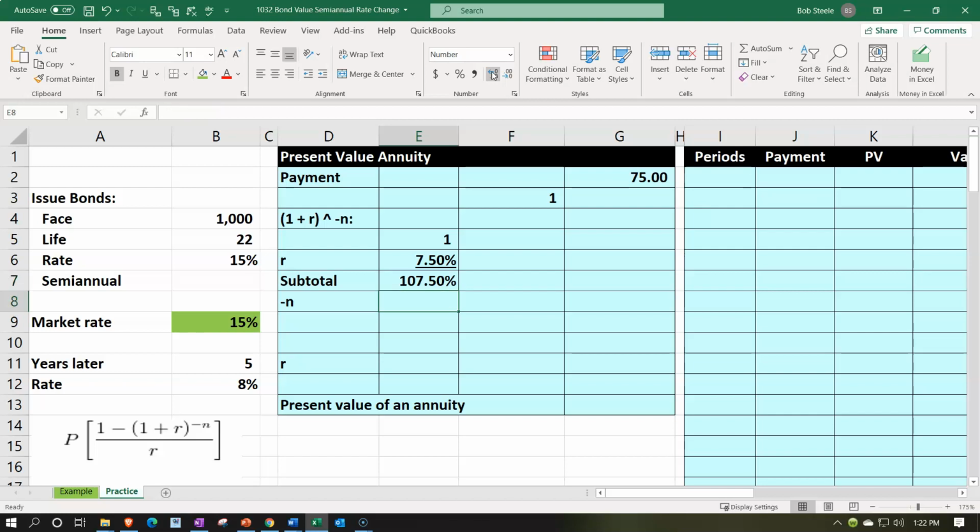We're going to take this to the power of the number of periods, which would be 22 if yearly, but multiplying that times 2 because they're semi-annual. We're talking 6-month periods or half-year periods here. Font group, underline. We're going to then take this to the outer column where we take the 107.5% to the power of shift 6, negative 44, and enter.